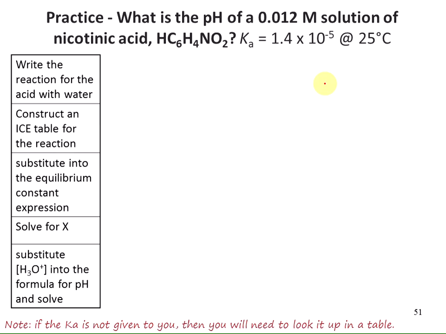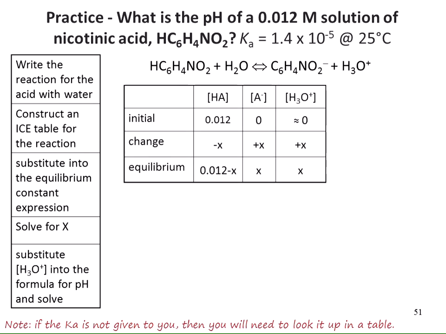So the first thing that we need to do is write the reaction for the acid with the water. Then we're going to set up our ice table. When we set up our ice table, HA is just an abbreviation for our acid, and the A minus is the conjugate base form. So that would be the nicotinate ion and the hydronium ion that's formed.